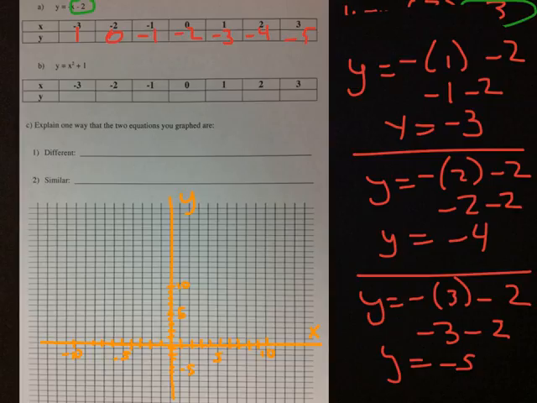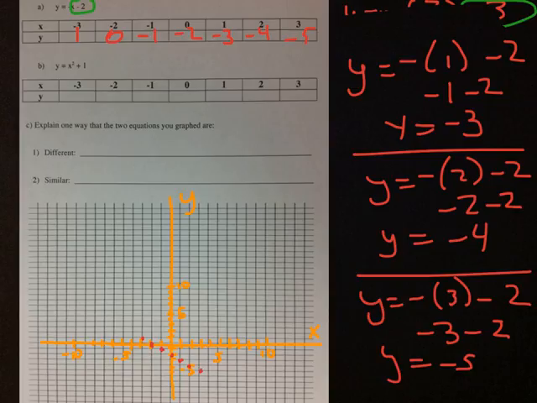Now I'm going to go back to red and plot those points. Negative 3, 1: 1, 2, 3, and 1 would be about right there. Negative 2, 0 would be there. Negative 1, negative 1. 0, negative 2. 1, negative 3. And you see the pattern here. It's going to be a line. 2, negative 4. Okay.